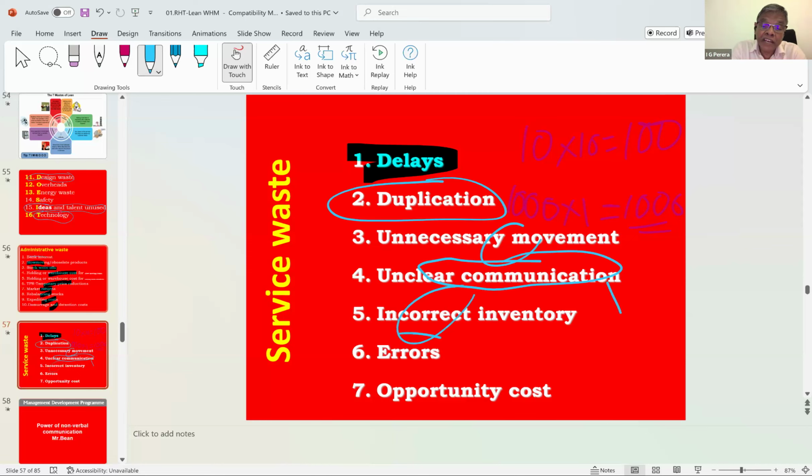Inventory එක correct නැහැ, errors. There are so many human errors and on top of that there is opportunity cost. All these are service waste.